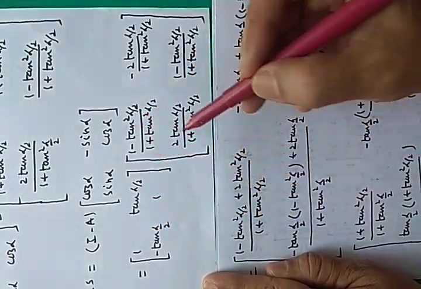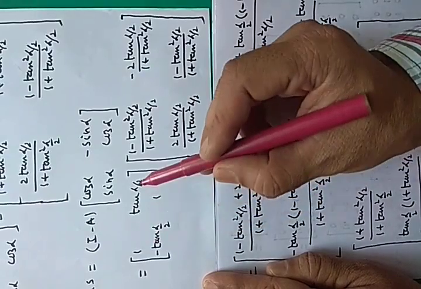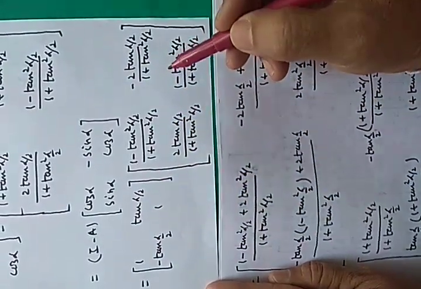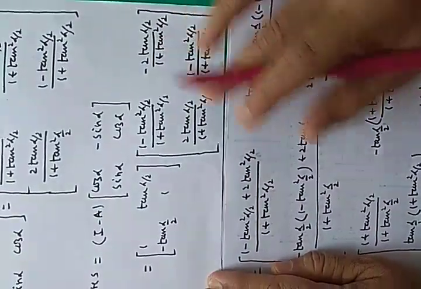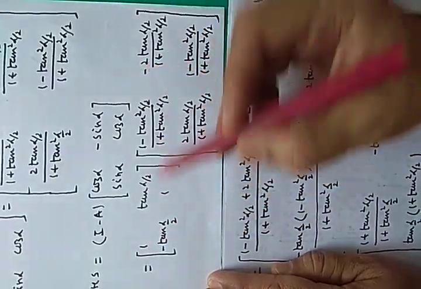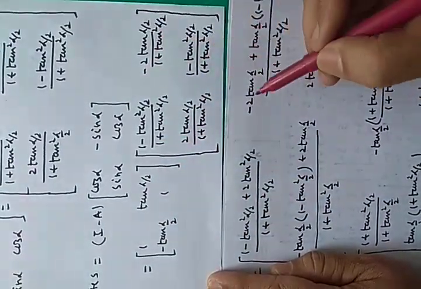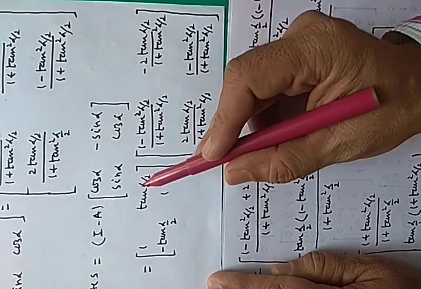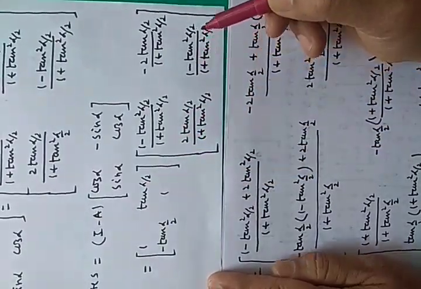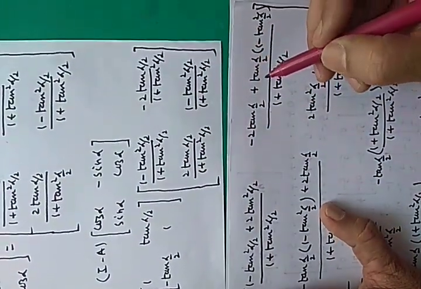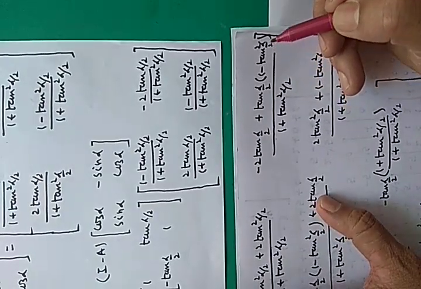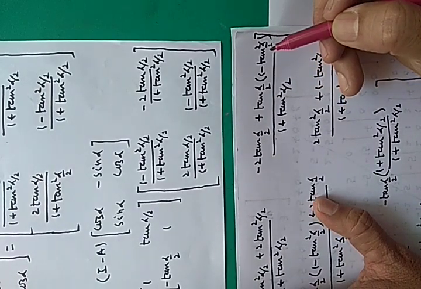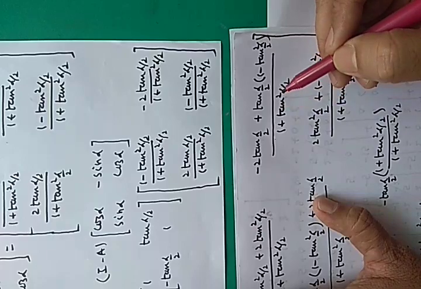So first row, first column we have seen. Then first row, second column. So when you multiply first row with second column, it will be 1 multiplied by minus 2 tan alpha by 2, this much. Then tan alpha by 2 multiplied by 1 minus tan square alpha by 2. Okay, and denominator will be 1 plus tan square alpha by 2.